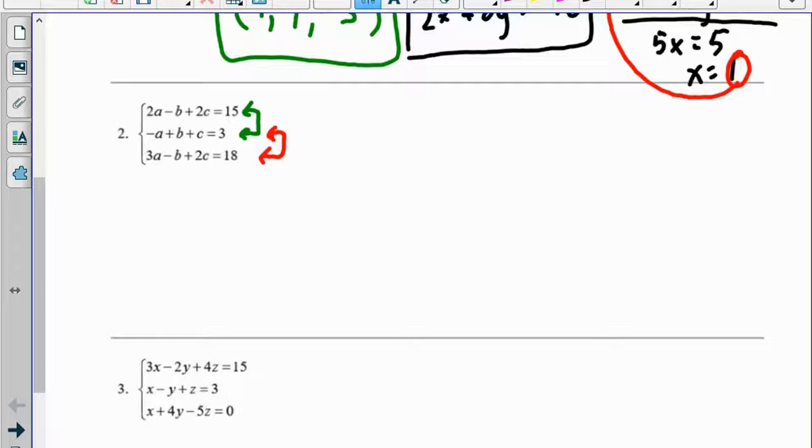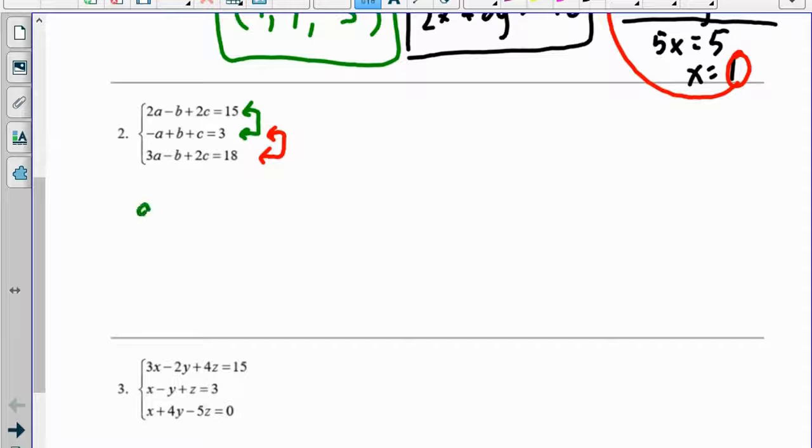The reason why I'm looking at those is notice that in the first and the second equation, if I just add them right now, I get rid of the b's. Also notice in the second and third equations, if I add them right now, I get rid of the b's. So if I add both of those, the green pair and the red pair, I get rid of the b's. So I'm just going to add the green pair right now.